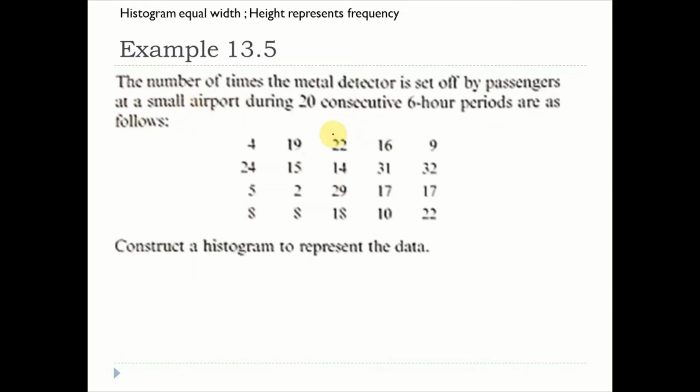So it gives data, and this data represents the metal detector going off for 1 passenger during a 6-hour period, during 20 consecutive 6-hour periods. So the first 6 hours has 4, the second 6 hours 19 times the metal detector sounded. The third consecutive 6 hours, 22 sounds, and so on. Okay, it says construct a histogram to represent the data. So I bring the data to the next slide.